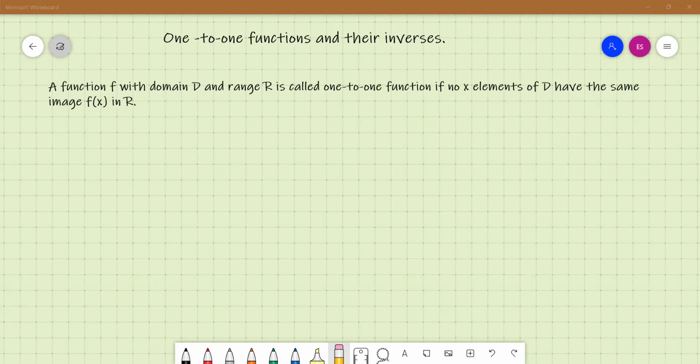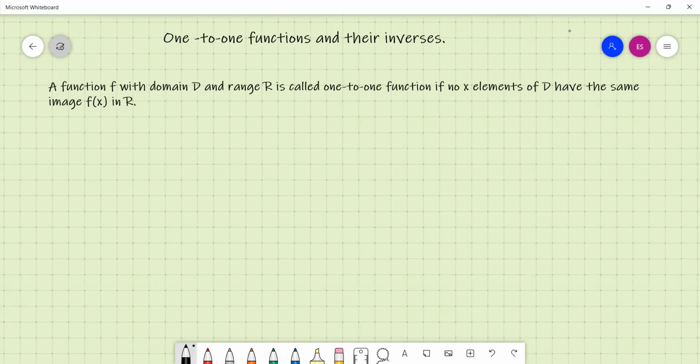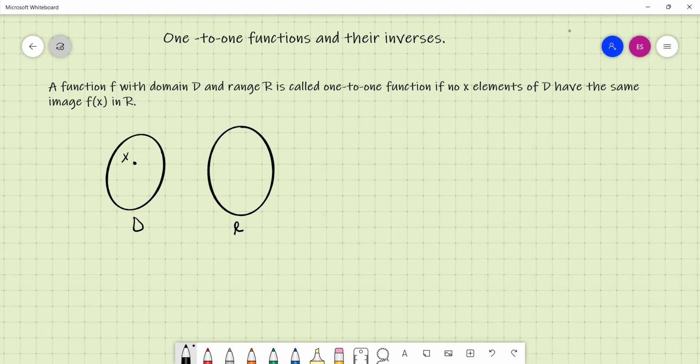Let me draw the picture. So here is my domain D. Here is my range R. And the definition tells us if we have two different elements in D, they are going to be converted into two different images in range R.